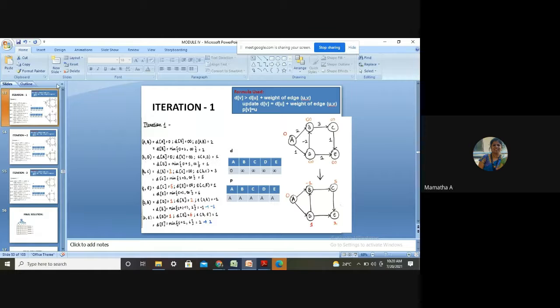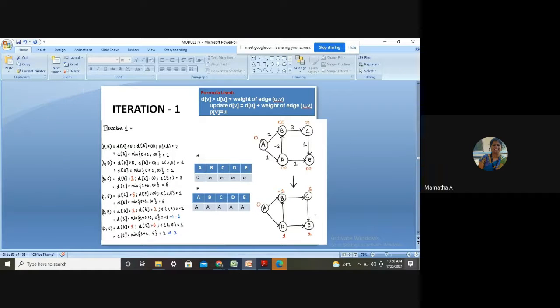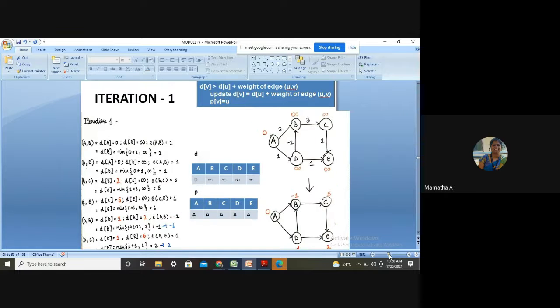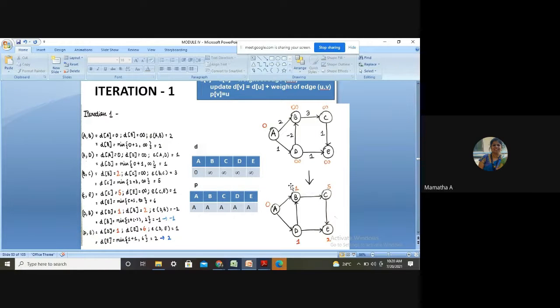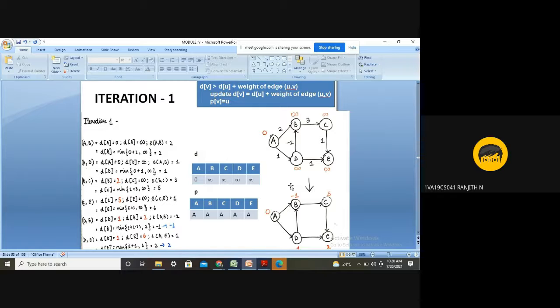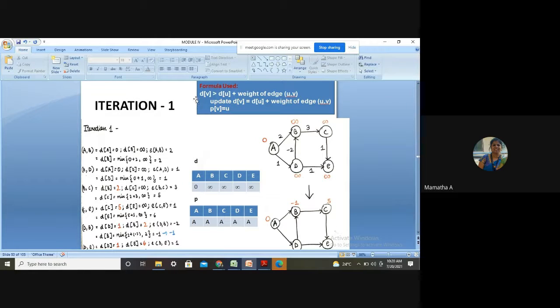Iteration 1. Is the screen visible, students? Yes, ma'am. Okay. So I'm using this formula. You can write it down somewhere if you find that you cannot remember it. If dv is greater than du plus the weight of the edge uv, then update dv to the least value.